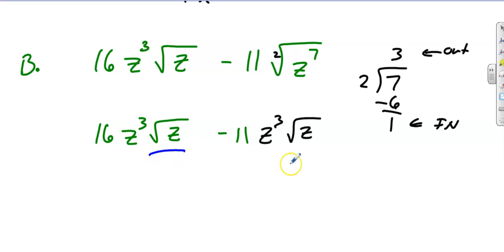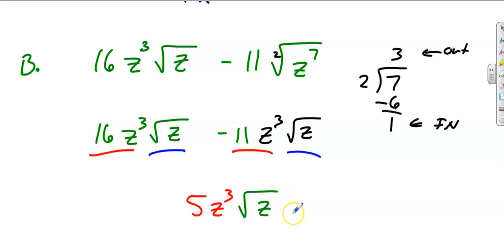Okay. Square root of z is the same on the inside, and on the outside they're both z to the third. So it says 16 minus 11, which would be 5z to the third, and on the inside, that square root of z stays the same.